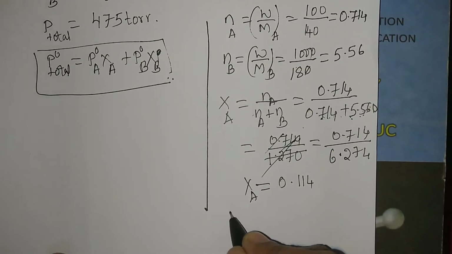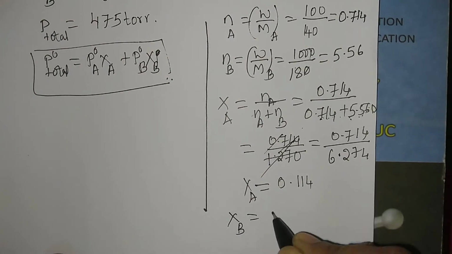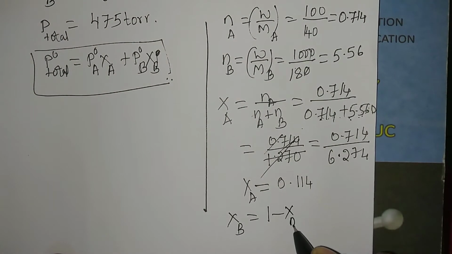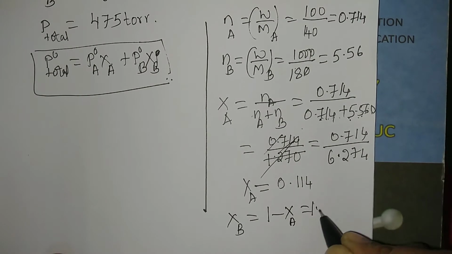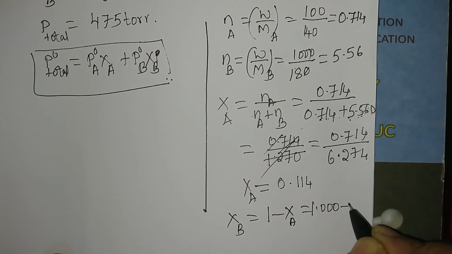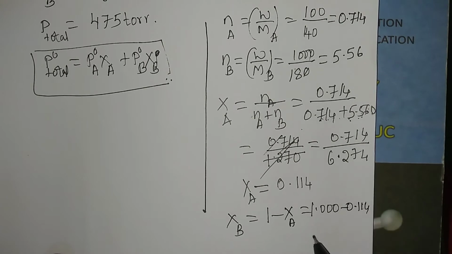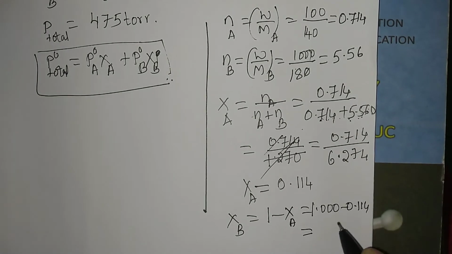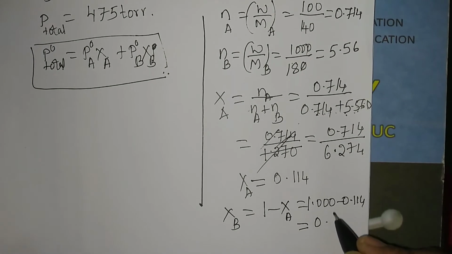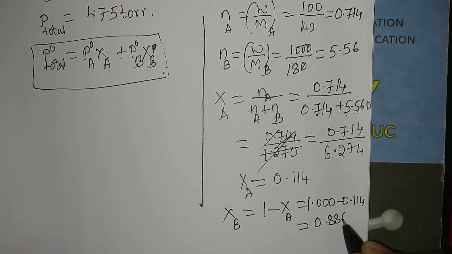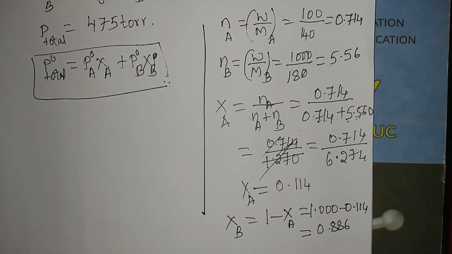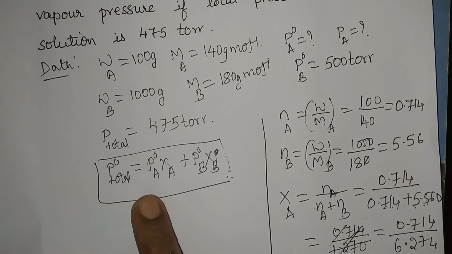Now the mole fraction of B is equal to 1 minus XA. So 1.000 minus 0.114. If we simplify it, we get 0.886. Okay. So now let us come to Raoult's law.